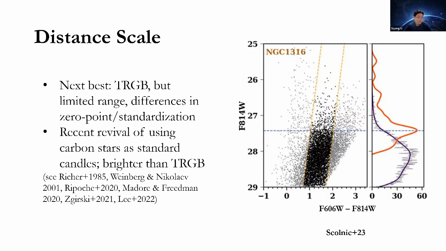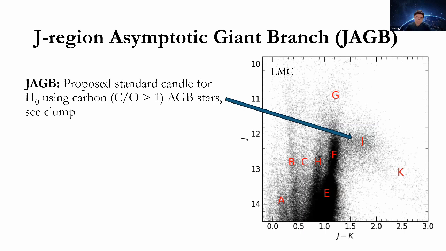In fact, they can be comparable to the luminosities of Cepheids, depending on which period you look at, but essentially we can reach further with the carbon stars compared to TRGB. And so this now brings us to the J-region Asymptotic Giant Branch, or the JAGB.